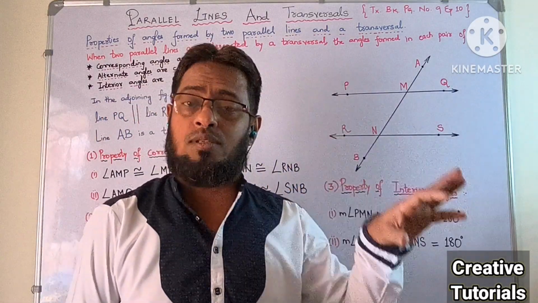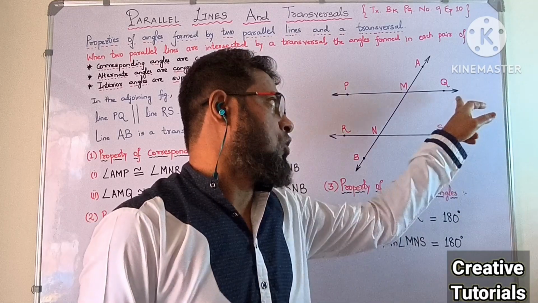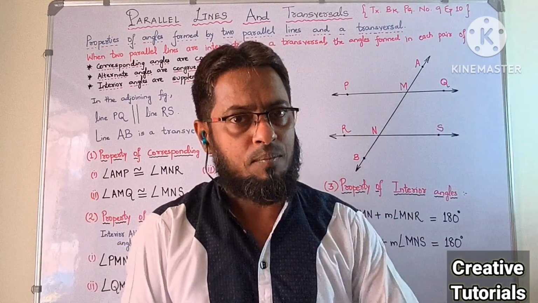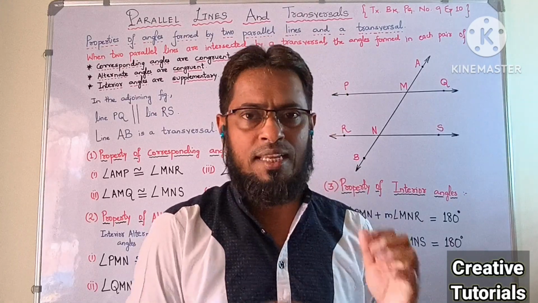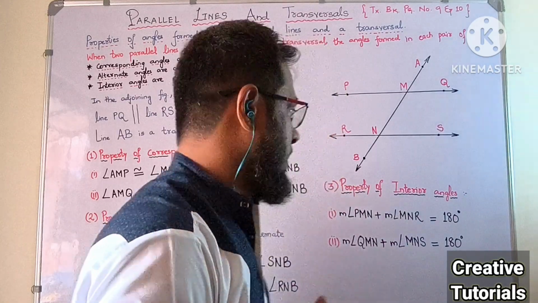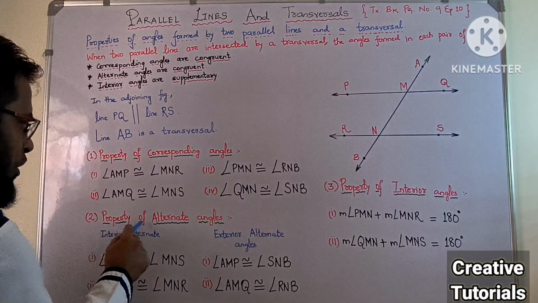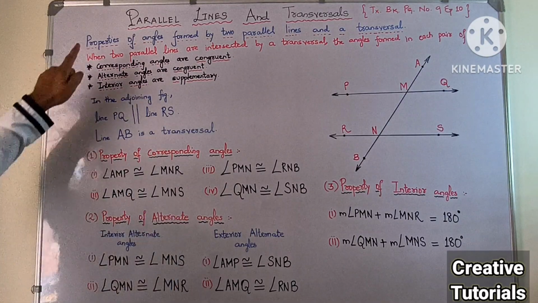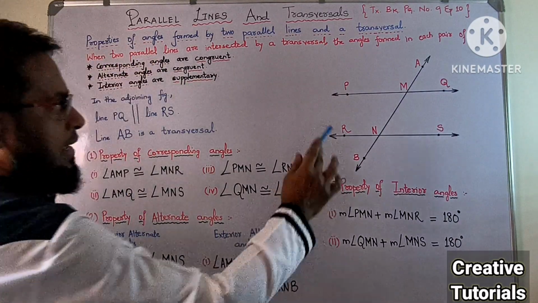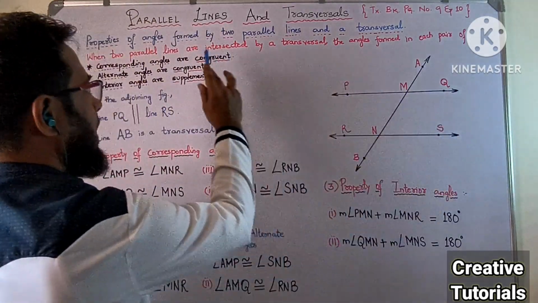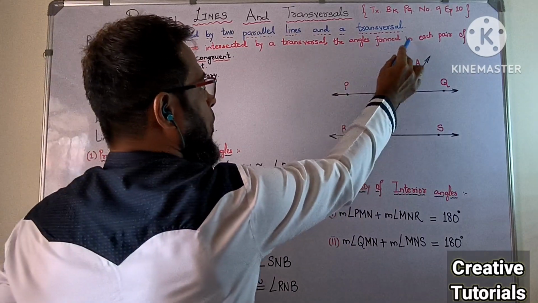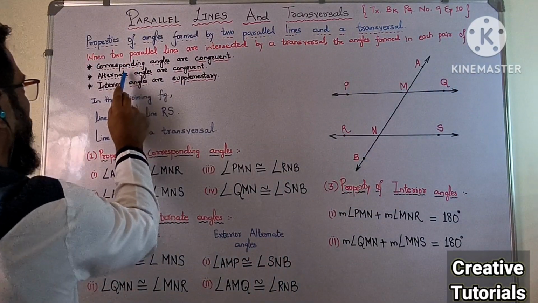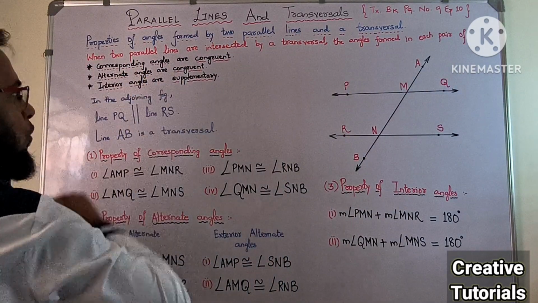those angles are congruent because these two lines are given to us as parallel. I hope this is very clear to one and all. Perfect. Let us go to our second property. Second property says that property of alternate angles. That means when two parallel lines are intersected by a transversal, the angles formed in each pair of alternate angles are congruent.